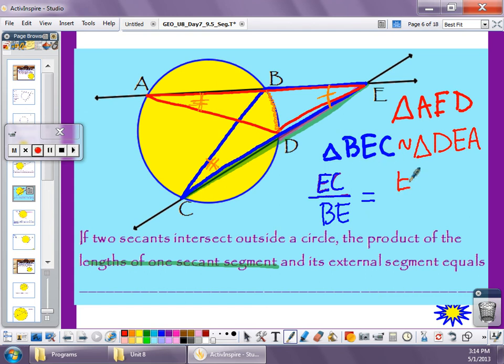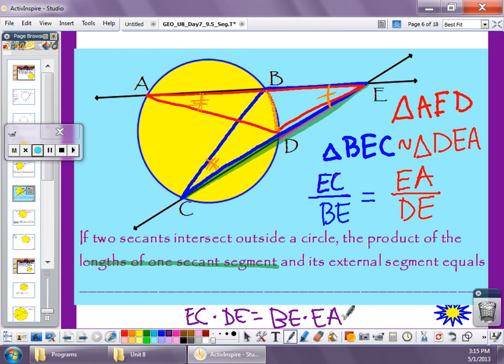So this will be EA over BE. So I use the same order, DE. EA was that secant segment along the top. Follow the mark with a pen. And DE was the external secant segment. Follow the pen, you'll see that. So if I have two things like this, what I really can do is cross multiply these here. And this will give me that. I'm going to write it down here. EC times DE is equal to BE times EA.